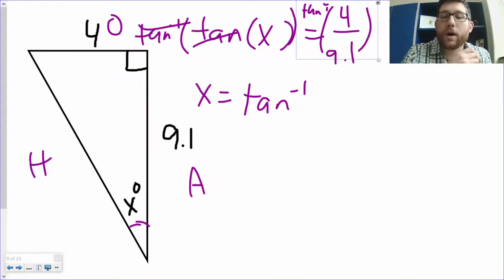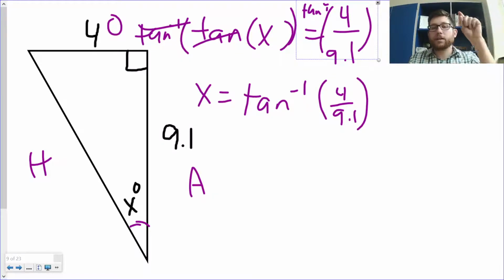If you're trying to get tan inverse on your calculator, you're going to hit the second button that's in the top left corner. It's usually a different color, and then your tangent button, and you'll get your tan inverse. So tan inverse of 4 over 9.1. Second button, then tangent gets you the tan inverse with the -1 up there in the corner. All right, so this is what I'm going to plug into my calculator.